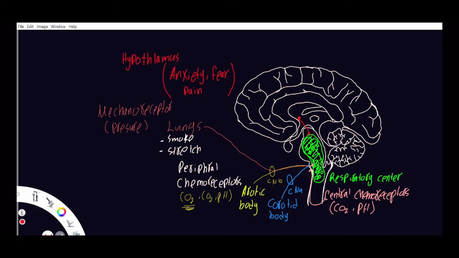And finally, let's talk about the cerebrum. The cerebrum is responsible for all the voluntary stuff that we do. Things like singing, where you have got to control your breath, or maybe you are playing a musical instrument, or maybe you are yelling or screaming. Anything like that, you are going to want to control your breath. And so, this is all voluntary control.